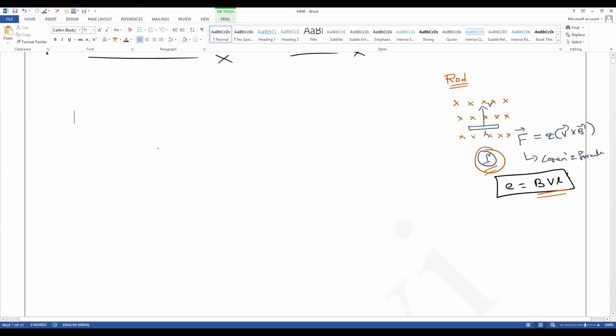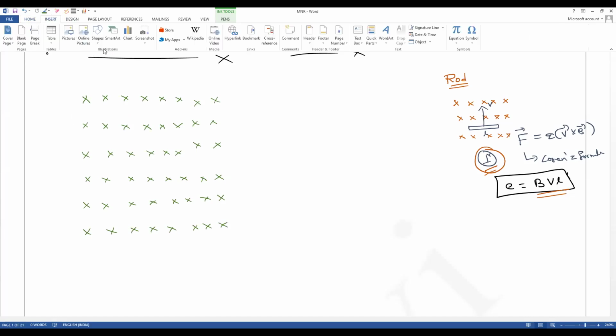Now, in the same situation, instead of moving the rod vertically or horizontally, we are going to rotate the rod in the magnetic field. What are we going to do, everybody? We are going to rotate the rod in the magnetic field. Do you all understand? So in this situation, what is the EMF induced in the rod and how do we calculate it? That is what we are going to discuss. So we start now, everyone.